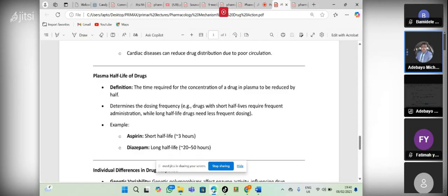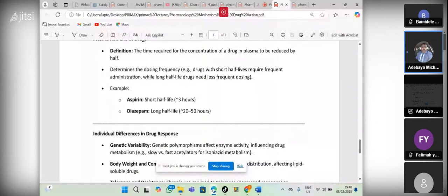Another example is aspirin, it's even 3 hours. It has a very short half-life. Unlike diazepam, which has a very long half-life because it's about 20 to 50 hours before it can start going from 50 to 25 to 12.5, then like that before it finishes in the body.